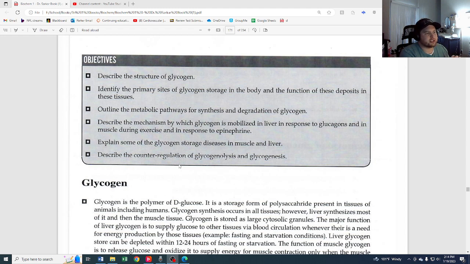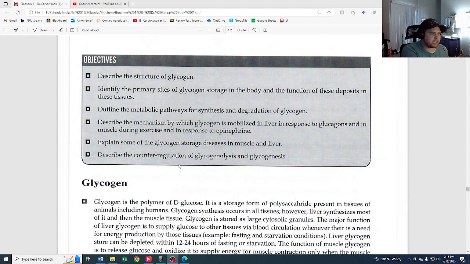We will describe the mechanism by which glycogen is mobilized in the liver in response to glucagon and in muscle during exercise and in response to epinephrine. A little more hormones and stuff that we'll talk about in relation to glycogen and its storage versus release. So, explain some of the glycogen storage diseases in muscle and liver, and describe the counterregulation of glycogenolysis and glycogenesis.